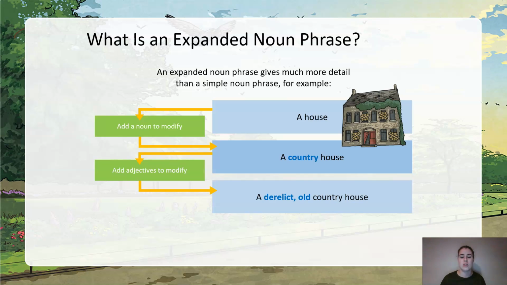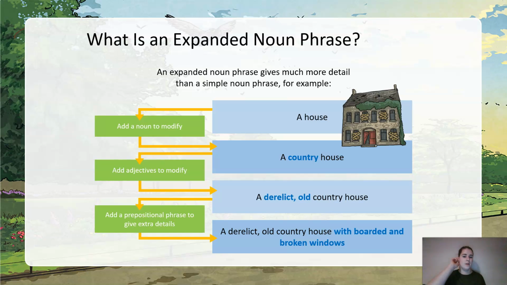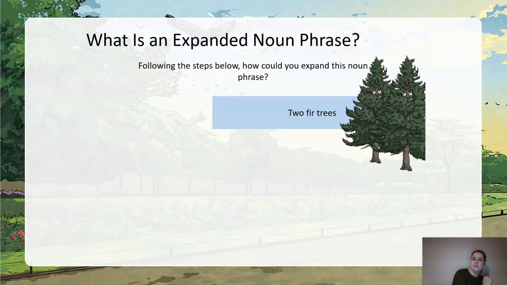So now we've got a derelict old country house. Now we looked at derelict yesterday in my modelled write that I did, and it means that it's empty, it's bare, okay? And then we're going to add a prepositional phrase. So we have a derelict old country house with boarded and broken windows. So now we're giving some more information, some more context about what this house looks like, rather than it just being a house, okay?